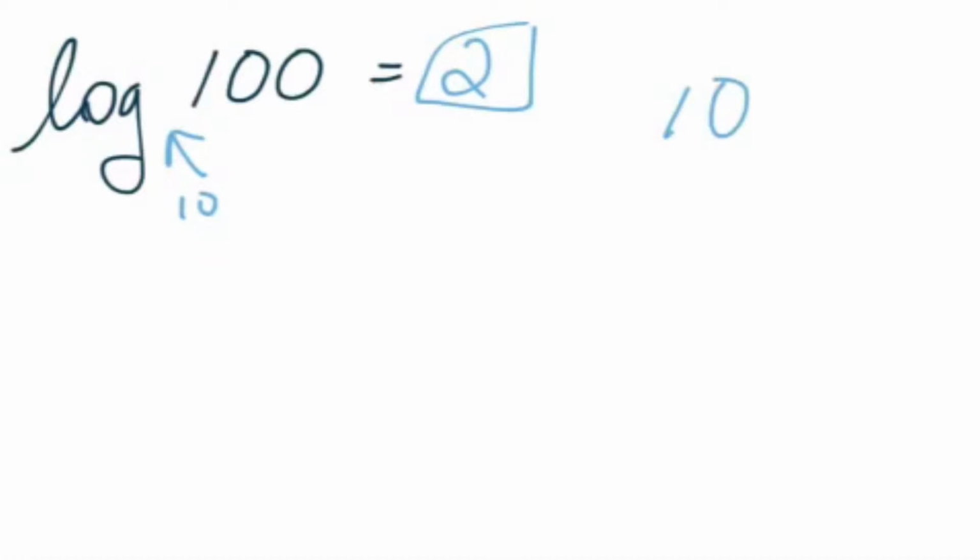Now, the common log is when the base is 10. So if I said the log of 100 and didn't write the base, you can assume that the base is 10. So the answer to this is 2, because, wait for it, 10 to the second power is 100. I always tell my students that the answer to a logarithm is the power of the base. If you can get that into your head, that might help.